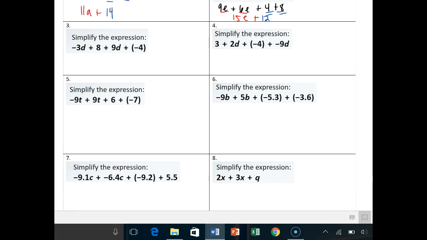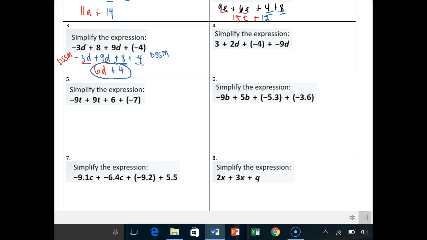Right? Number three, 3d plus 8 plus 9d plus negative 4. Now, when you have nothing but addition, again, you can move stuff around using the commutative property. So you could rewrite it as negative 3d plus 9d plus 8 plus negative 4, getting your like terms right next to each other, and then say, okay, negative 3 plus 9. This is an example of a DSSM, different signs, subtract more. So 9 minus 3 is positive 6, because I had more positives. And then 8 and negative 4, again, DSSM, different signs, subtract, keep the one that we have more of. So 8 minus 4 gives me positive 4.